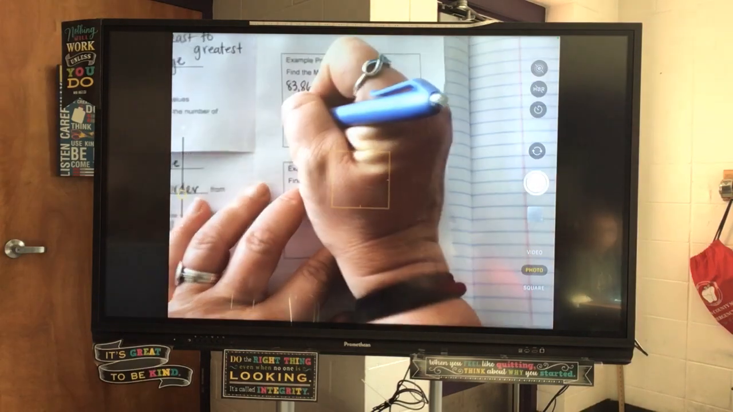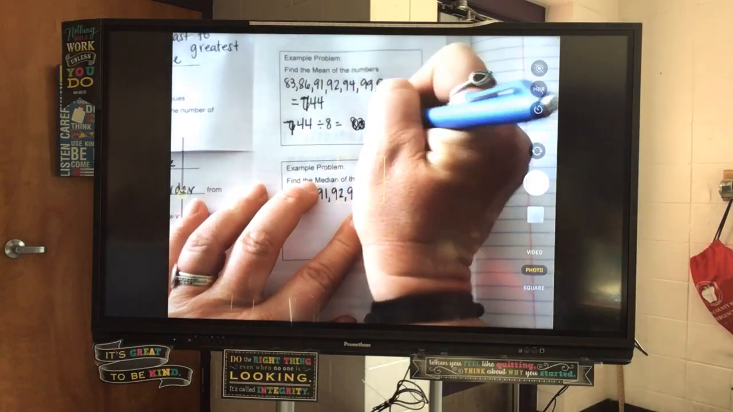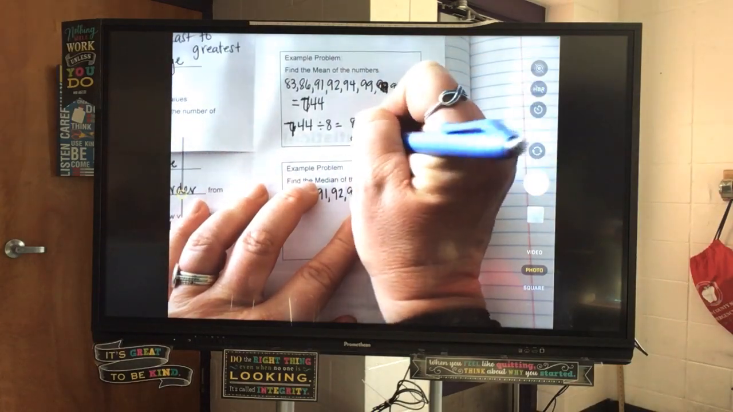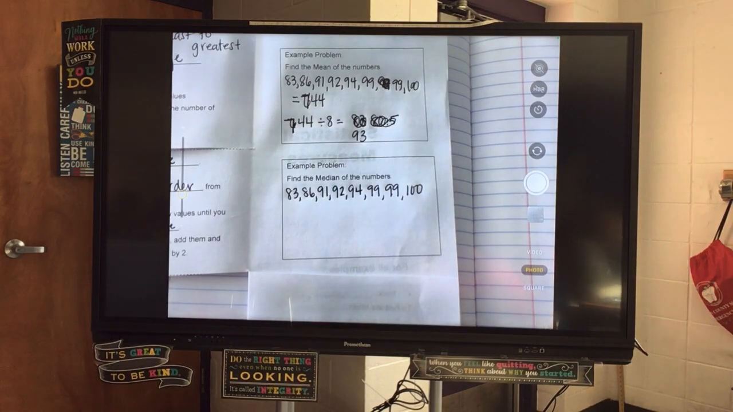So this should be 744. Sorry, y'all. I knew this looked wrong, and this should be 93. That number is more in the middle than 80, so I apologize. All right. It's Wednesday, like halfway through the week, brain's only half working.